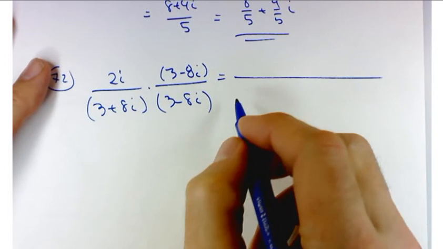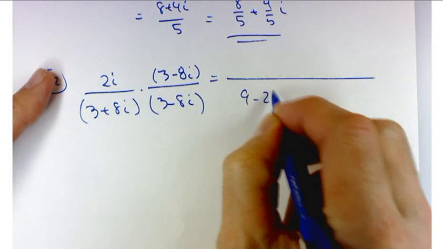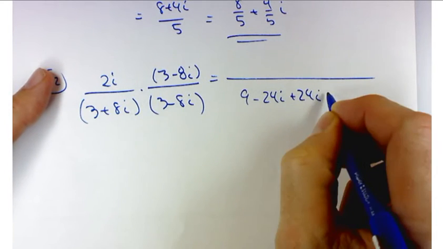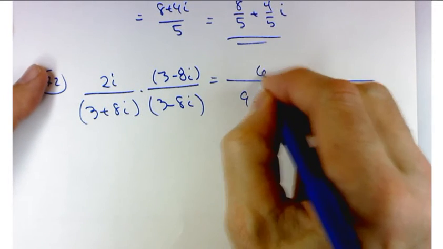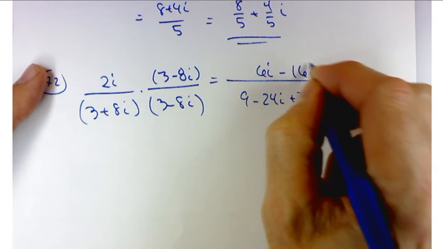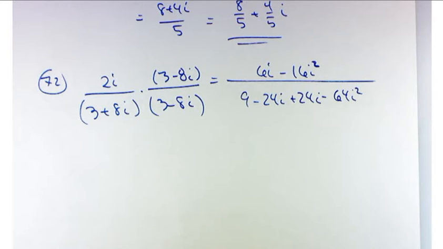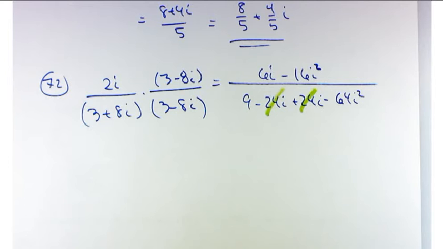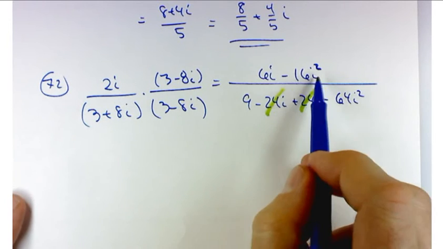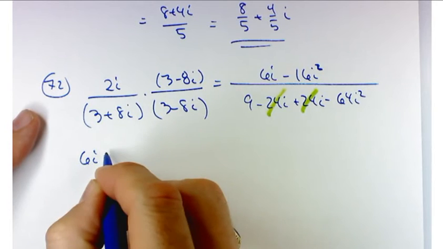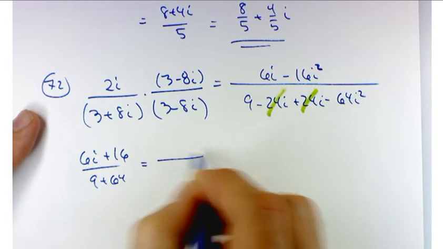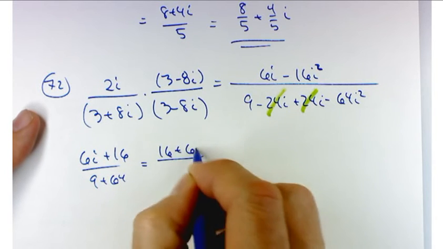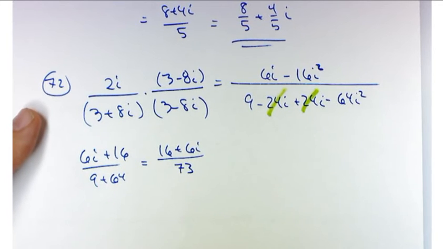Let's FOIL things out in the denominator. It's going to be 9 minus 24i plus 24i minus 64i squared. In the numerator, 6i minus 16i squared. As with all your products of conjugates, you're going to get some nice cancellation. We can also do some work with the i squared terms. That's going to be 6i plus 16 over 9 plus 64. So 16 plus 6i over 73.